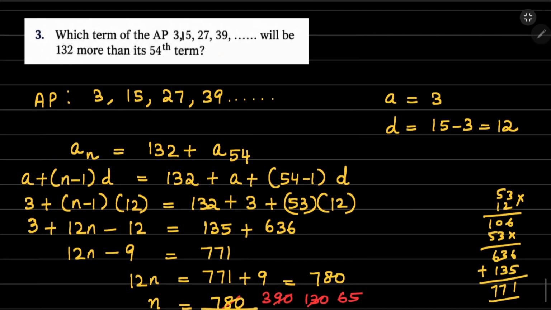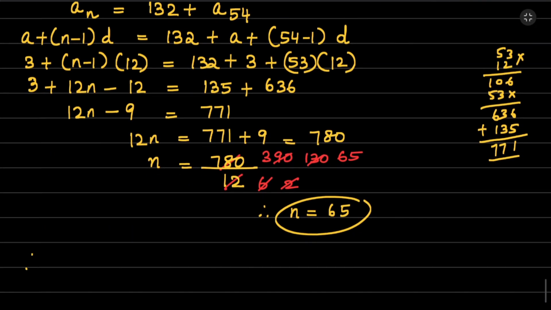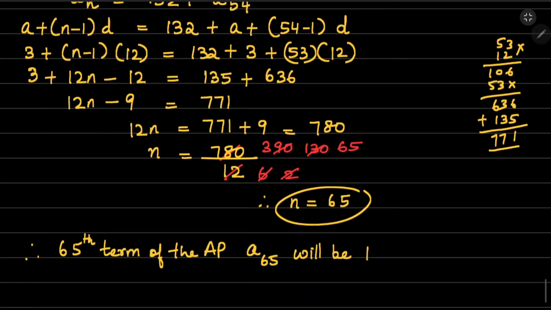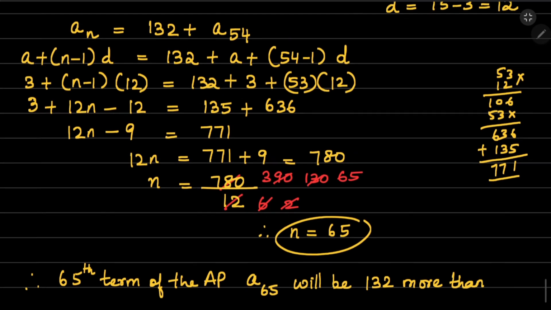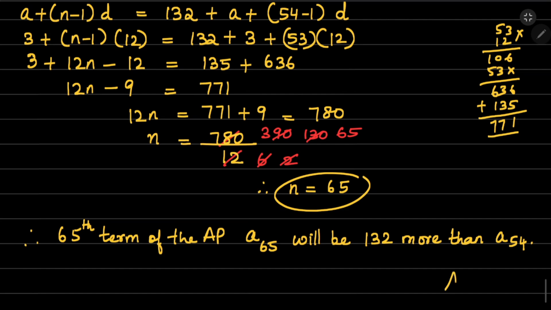Which means what? The 65th term, right? This means therefore, the 65th term of the AP, which is denoted by A65, will be 132 more than the 54th term, A54. Okay, and that's your answer.